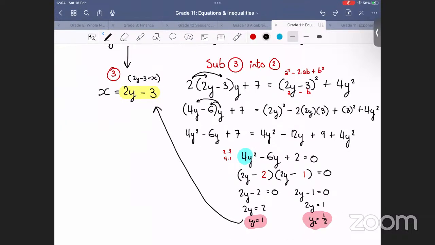Now we need to solve for x. We have two values for y, so all that means is we're going to solve for two values of x. I'm going to solve for x1 and x2. Altogether, I'm going to have two values for x and two values for y.